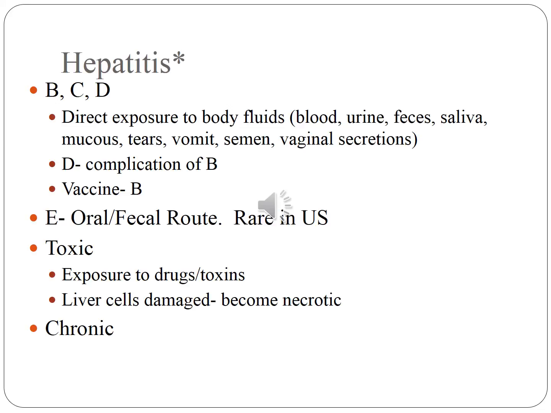B, C, and D is something that you would get through direct exposure to body fluids by someone who is infected or is a carrier of one of these viruses. So direct exposure to body fluids. D is actually a complication of B. So you can't get hepatitis D unless you have B. Okay, so that's kind of an important thing to note. And you can only be vaccinated against hepatitis B. There is no vaccine for hepatitis C, at least as of right now. So again, being aware of which forms can be vaccinated against and how they get spread.